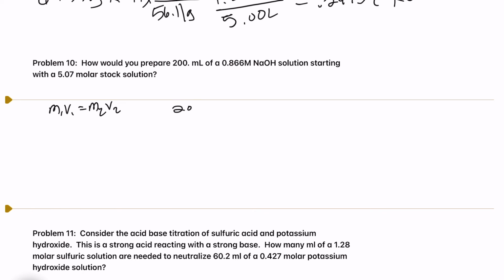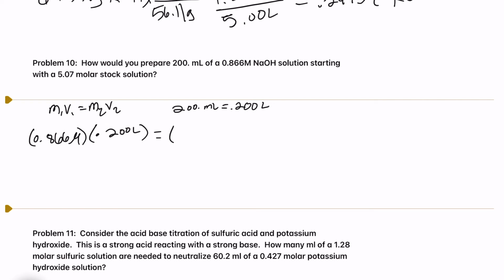Problem 10. How would you prepare 200 milliliters of 0.866 molarity NaOH solution, starting with a 5.07 molar stock solution? So we're going to use our formula of M1V1 equals M2V2. I start with, given here, 200 milliliters, so I have three significant figures. I convert that into liters since molarity deals with moles per liter. So I know that I'm dealing with 0.200 liters of our sodium hydroxide.